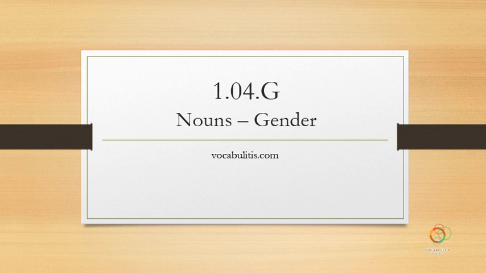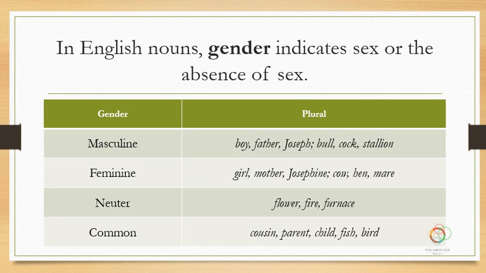Let's talk about the gender of nouns. Gender means whether the word represents something that is male or female, or neuter, which is neither of the sexes. So in English nouns, the gender indicates sex or the absence of sex. So let's see what we have.